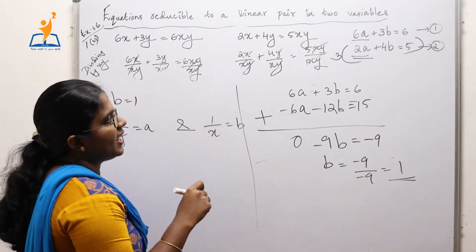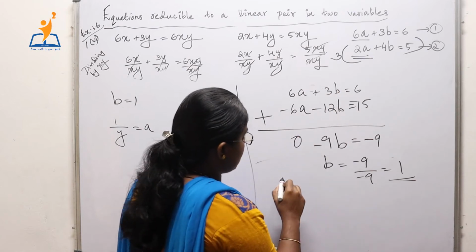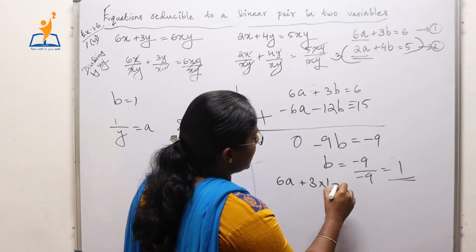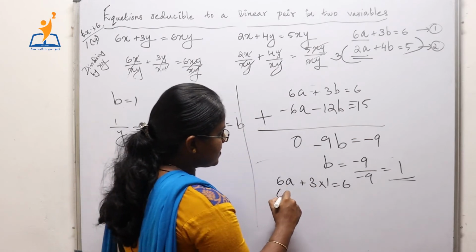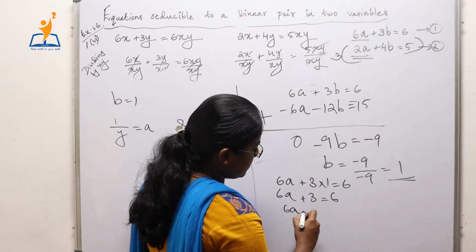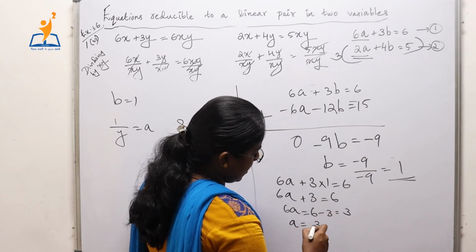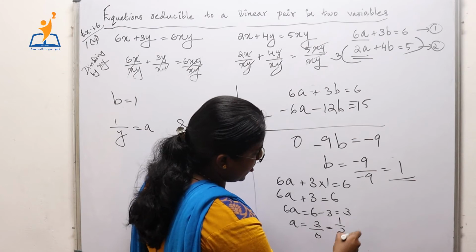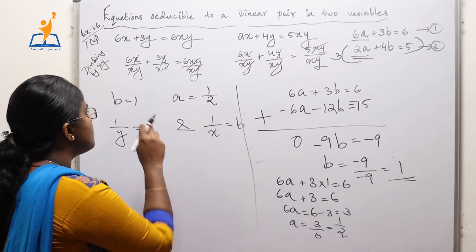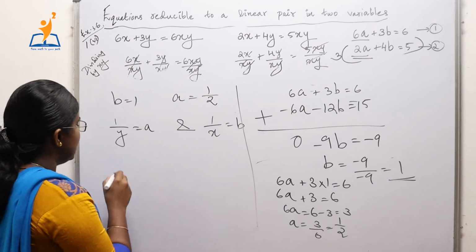So in order to find a, we are going to substitute the value of b in equation number 1, that is 6a plus 3b, that is 3 into 1 equals to 6. So 6a plus 3 is equal to 6. 6a equal to 6 minus 3, that is 3. And a is equal to 3 by 6, that is 1 by 2. So we got a is equal to 1 by 2. So b is equal to 1, a is equal to 1 by 2. Then we can substitute those values here.